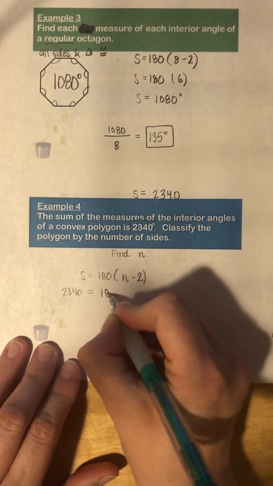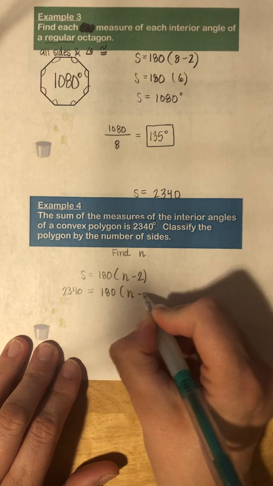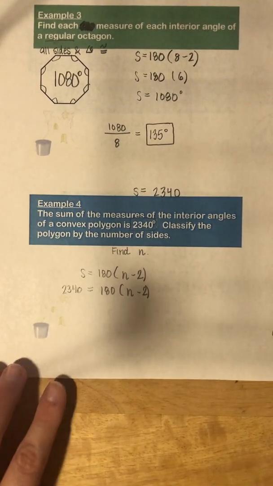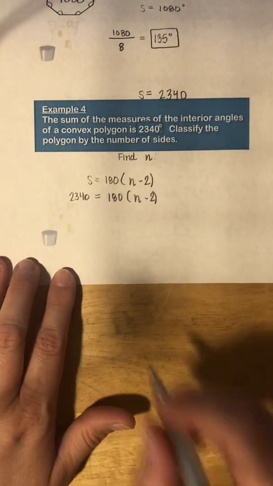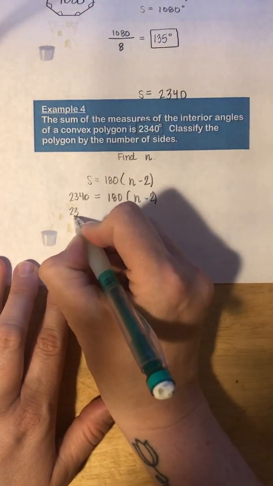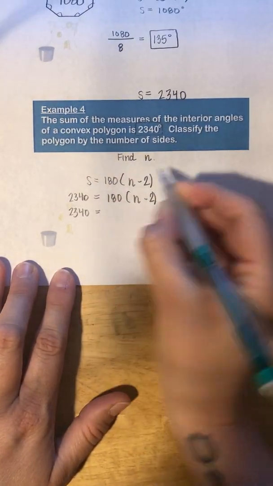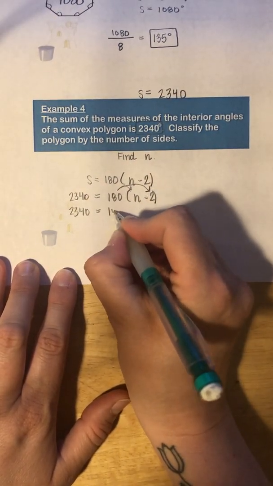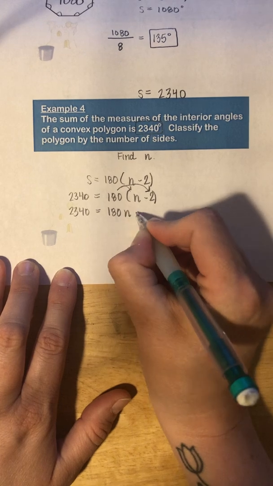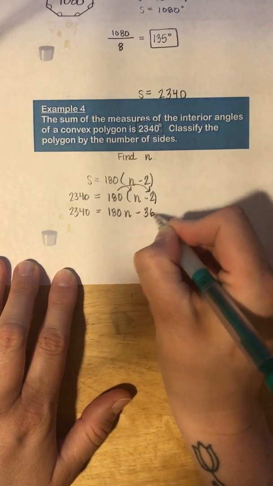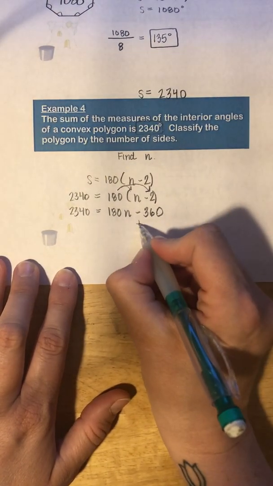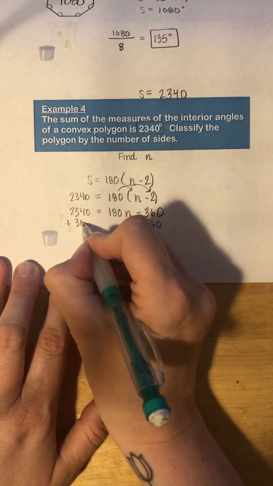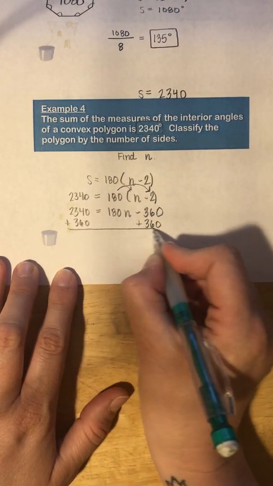So I'm going to plug that number in place of the S. Couple ways you could go about solving this. If we want, we could go ahead and do the distributive property. So we're going to distribute the 180. So we get 180n minus 360. We need to move that 360 over, so I'm going to add it on over.